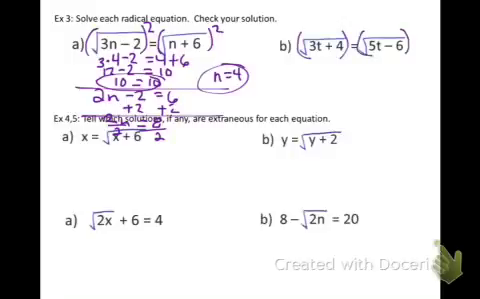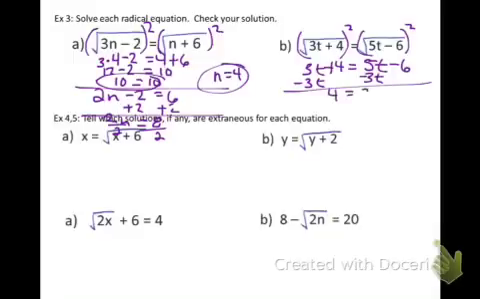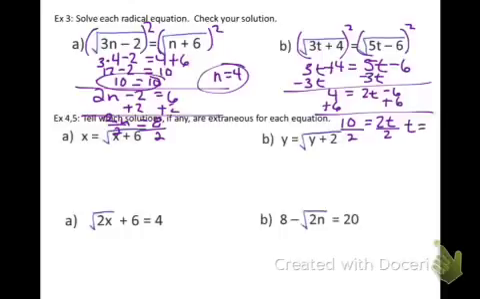Again, B. I have 3t plus 4 equals 5t minus 6. And then you subtract 3t from both sides. 4 equals 2t minus 6. Add 6 to both sides. 10 equals 2t. Divide by 2, t equals 5.